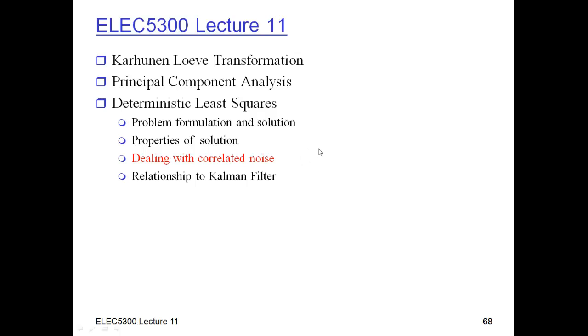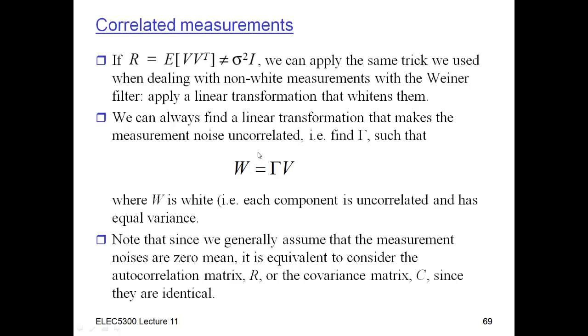Now we're going to look at how we deal with the case where the noise does not satisfy the assumption that we had last time, where the noise was a white noise process where each component was uncorrelated and the individual variances were all the same. In general, the noise could be correlated, or at least have non-equal variance. How do we deal with this?